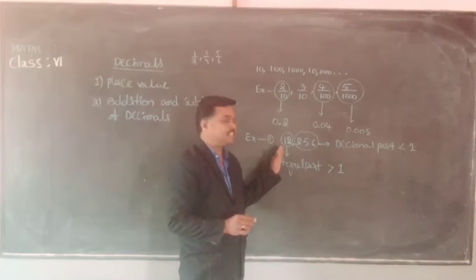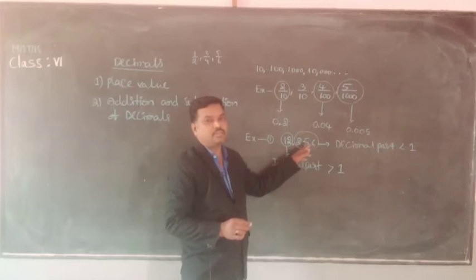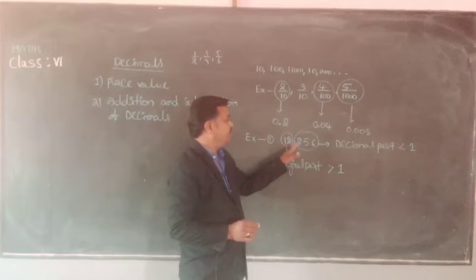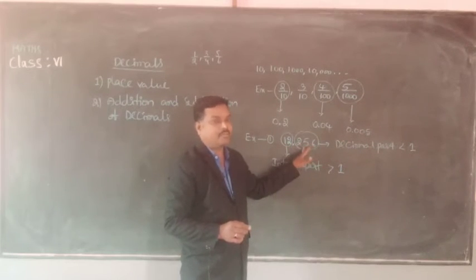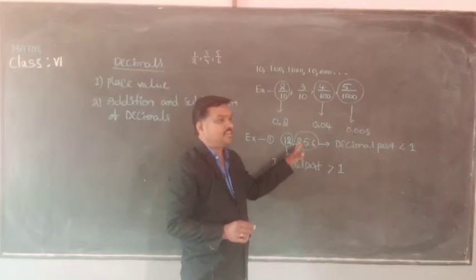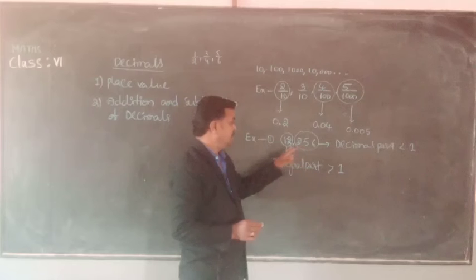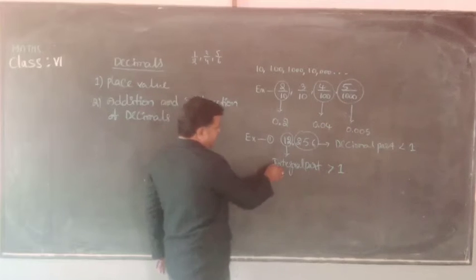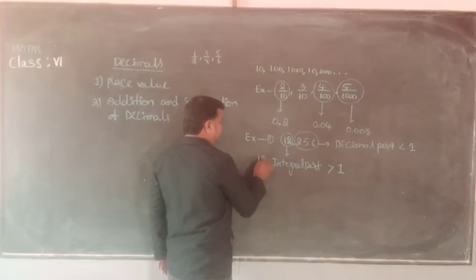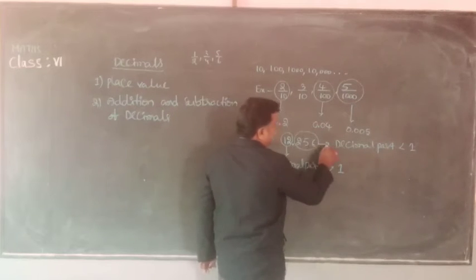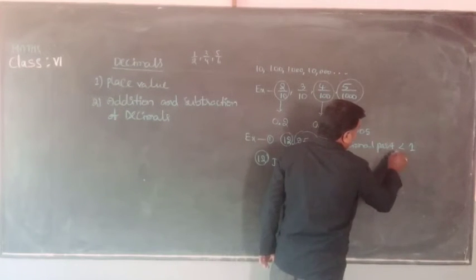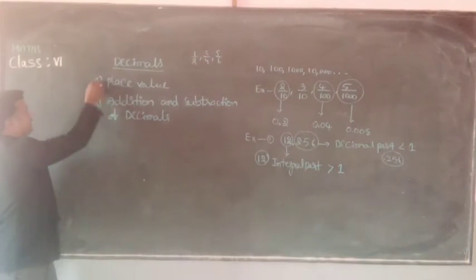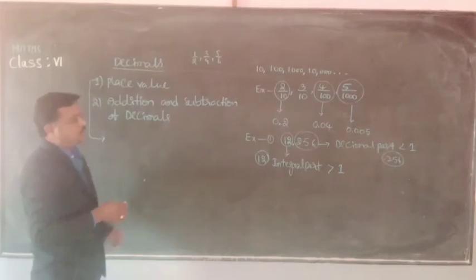That's why we read 12.256 like this: don't read the decimal part with place values, because this decimal part is less than 1. That's why we have to read it without place values. The integral part we have to read with place values. So, in the integral part the number is 12 and the decimal part is 256, that is 0.256.